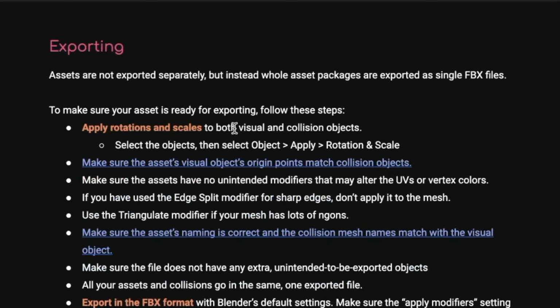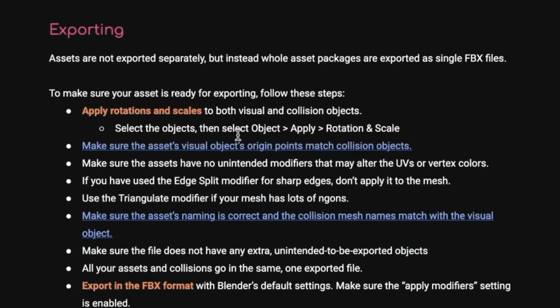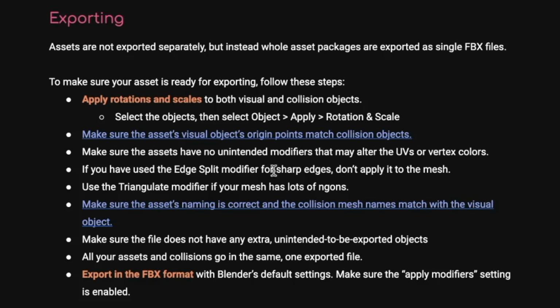Exporting assets. Assets are not exported separately, but instead a whole package is exported as a single FBX file. To make sure your asset is ready for exporting, follow these steps. Apply rotation and scales to both visual and collision objects. Select the objects, then select Object, Apply, Rotation and Scale. Make sure the asset's visual object's origin points match the collision objects.